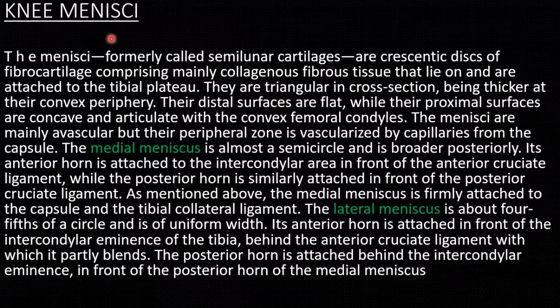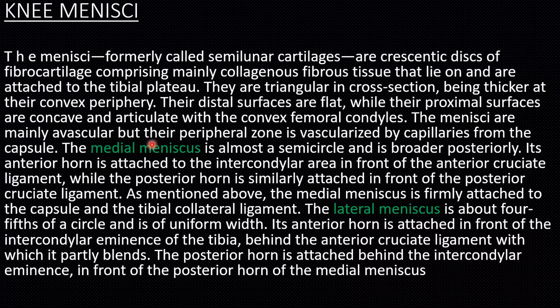Now, knee menisci. Please understand this. Knee menisci, formerly known as the semilunar cartilages, are fibrocartilaginous, okay, and they lie on the tibial plateau, and they are anchored onto the tibial plateau by the coronary ligaments. They are usually triangular in cross section, but their periphery is thicker. Now, the menisci are mainly avascular because this is cartilage, except for the peripheral zone, which is vascularized by capillaries from the capsule.